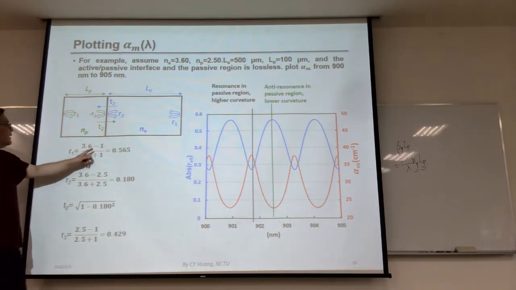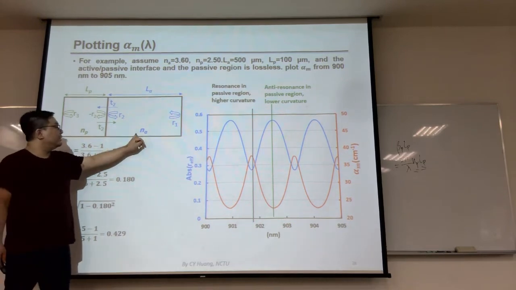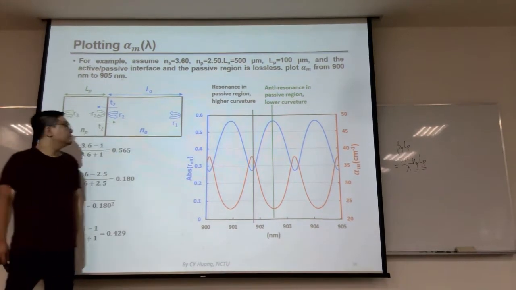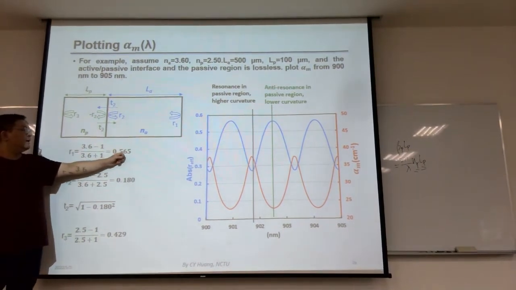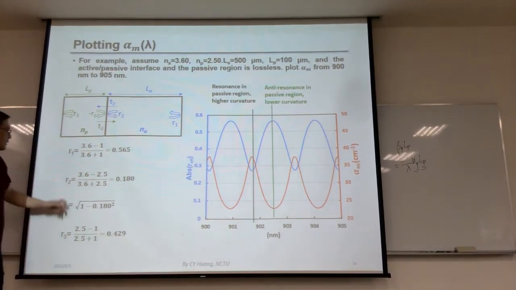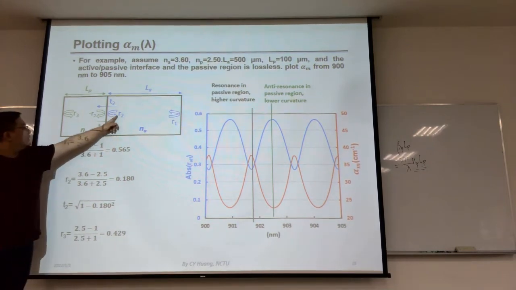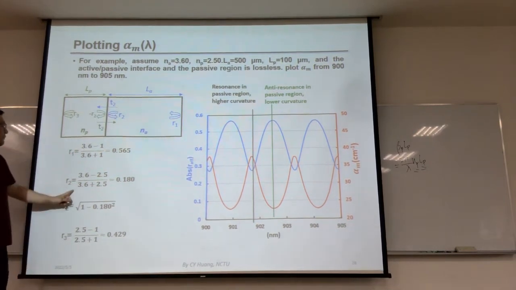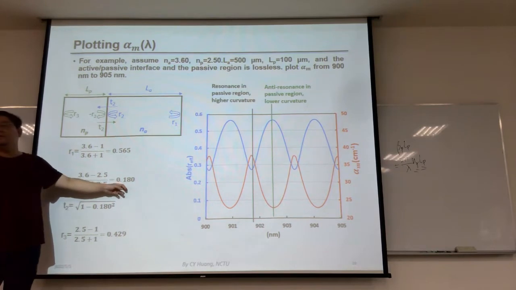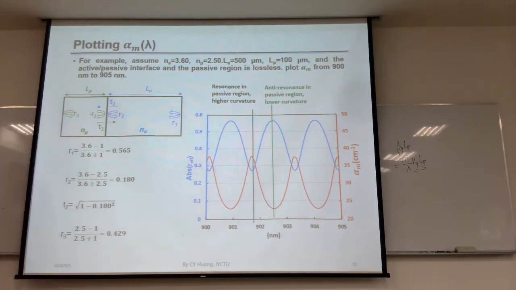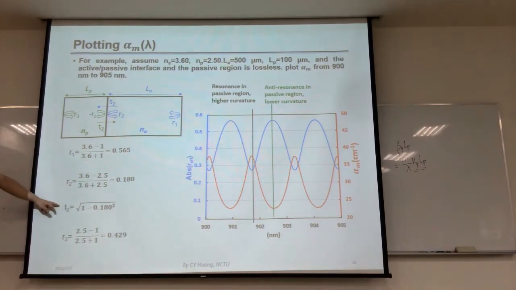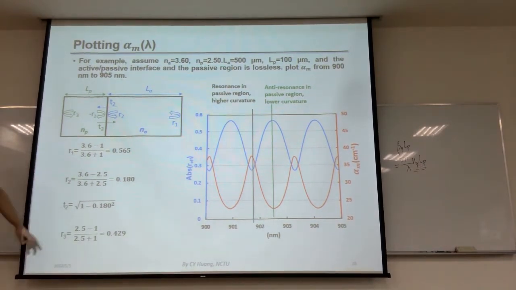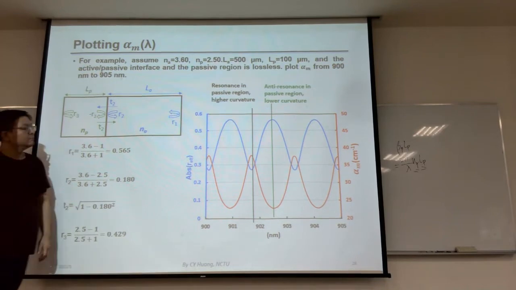For R1, it is the reflection between 3.6 and 1 outside. So R1 is a real value, 0.565. R2 is between 3.6 and 2.5. The reflectivity is really low, only 0.18. And the T2, you just directly compute since it's lossless. Similar for R3 here. Okay.